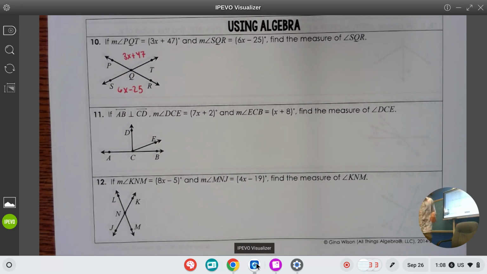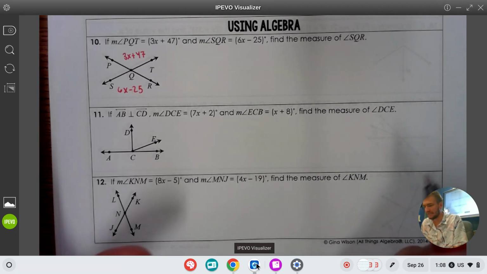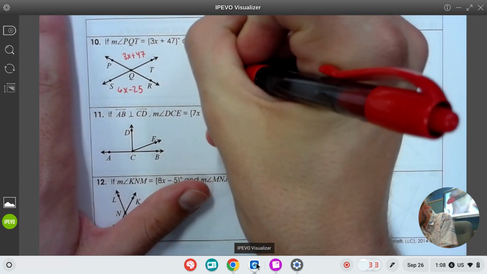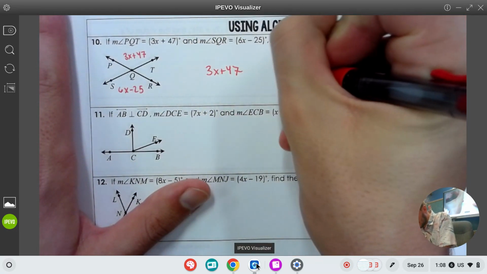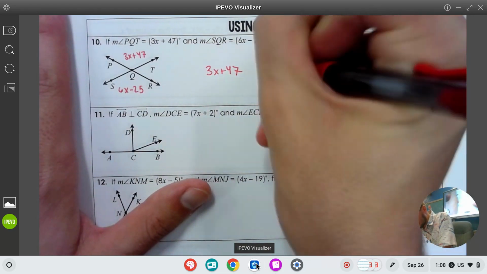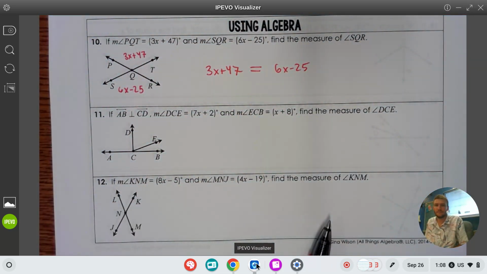So, if these measurements are going to be the same, how can we set up an equation that shows that these two things are the same? You write one, you write the other, and you put an equal sign in the middle. And there you go. Now we got two angles that are equal to each other.